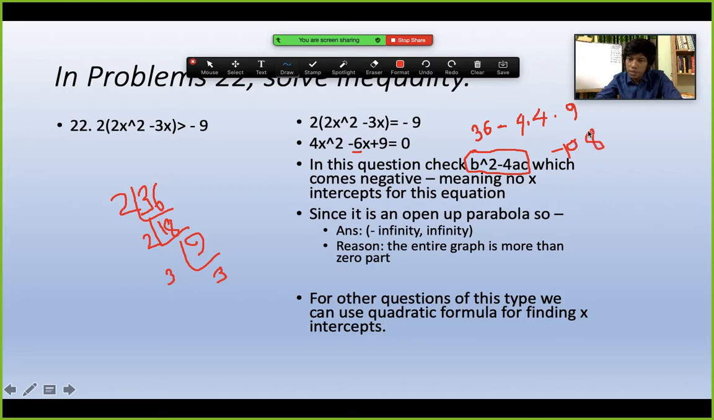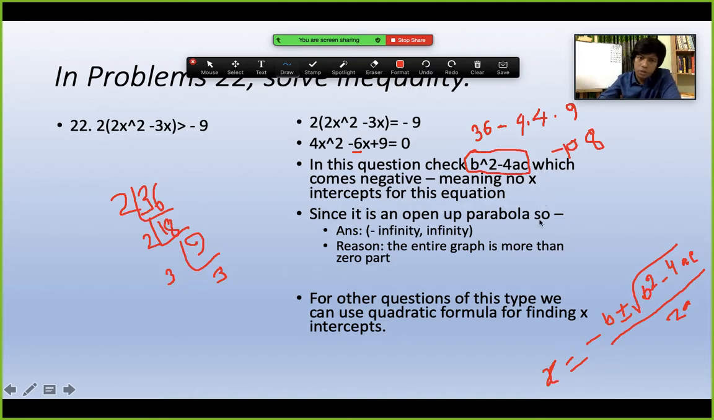And we know that if b square minus 4ac is negative, that means no x-intercept for this question. If it is positive, then we use the quadratic formula: x equals minus b plus minus square root of b square minus 4ac, divided by 2a. We can use this formula if this value is 0 or more than 0, a positive number, to find the x-intercept. But in this question, since this value is negative, it is undefined, so we will not have any x-intercept.